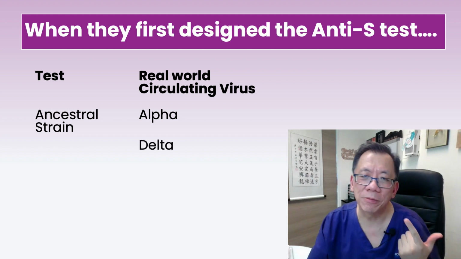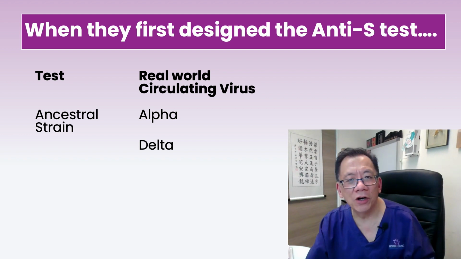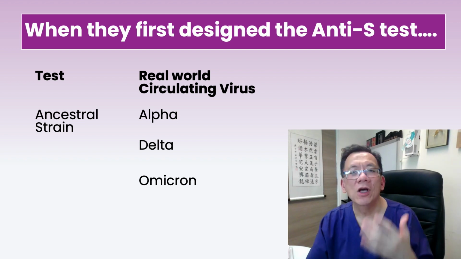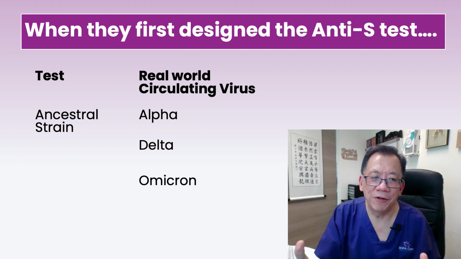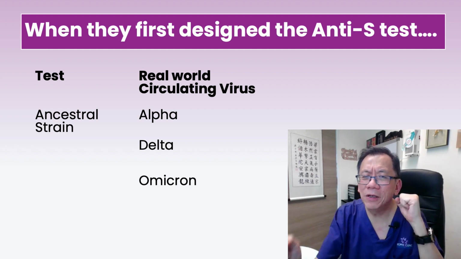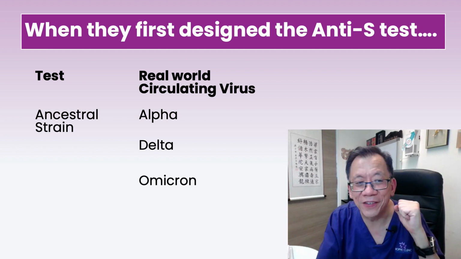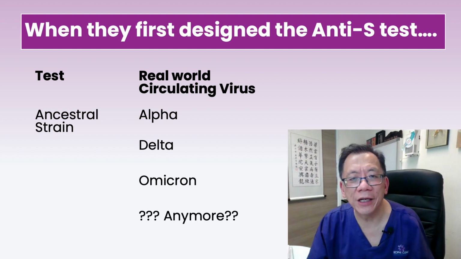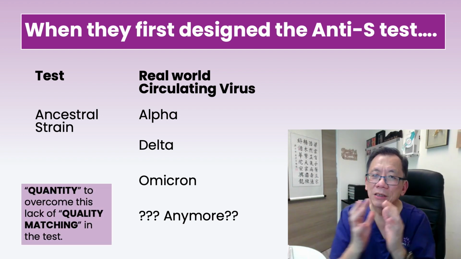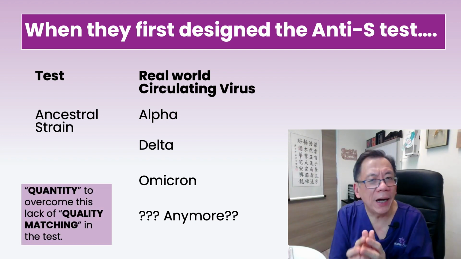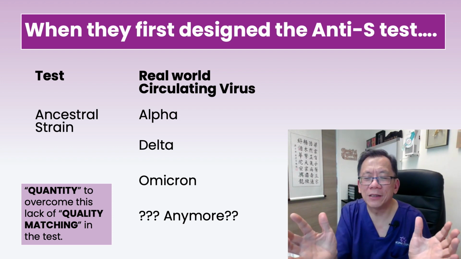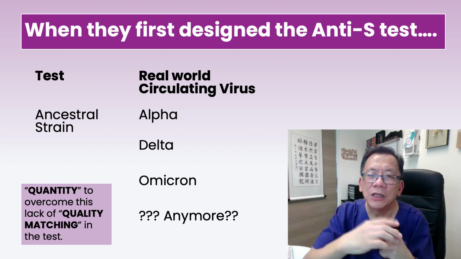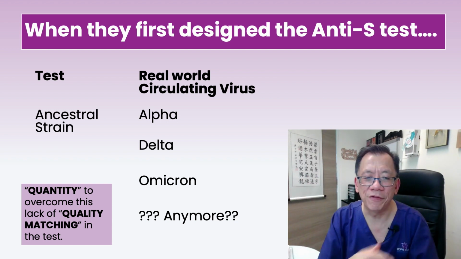We have Alpha that took us by storm. We had Delta that went on, hit many people, and eventually Omicron came. Omicron came and is hurting everybody. And you realize there's a little bit of a mismatch, actually quite a lot of mismatch, between the ancestral strain and Omicron or whatever strain comes thereafter. There's a quality issue. But if you look at the whole assay, I may not have good quality matching, but the quantity matching could actually overcome this quality defect.